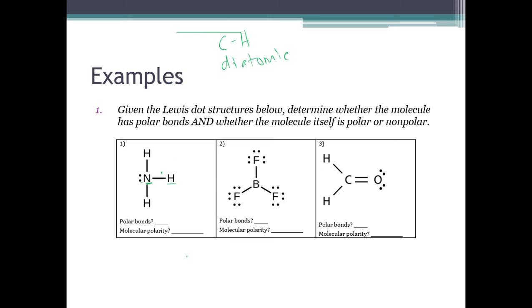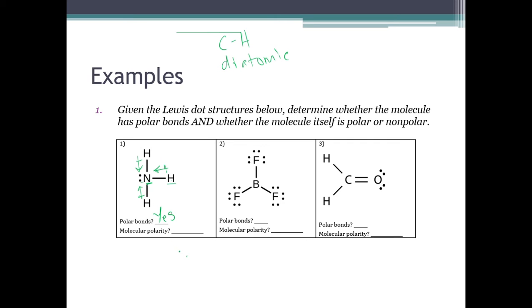So we'll go ahead and draw our dipoles in. We'll say, yes, we have some polar bonds. We have this one right here with a dipole pointed to our more electronegative nitrogen. We have one right here. We have one right here.